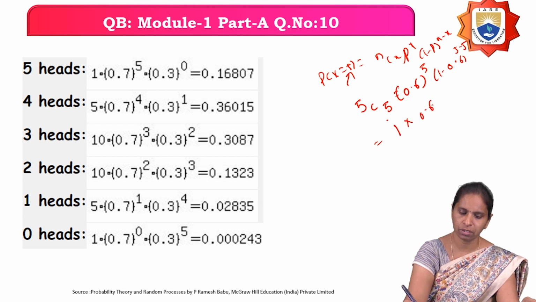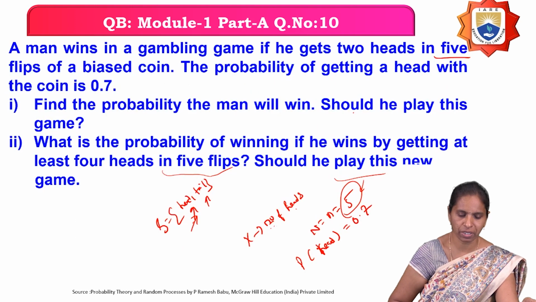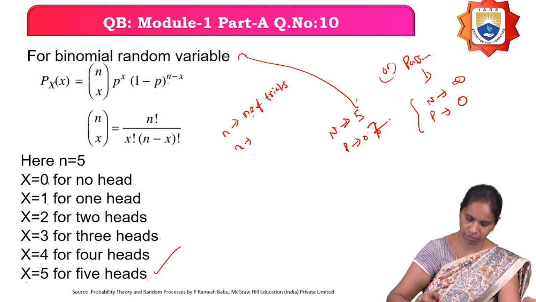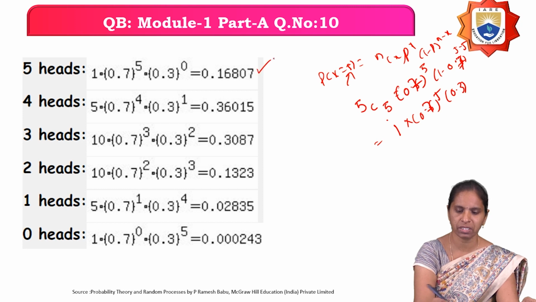1 into 0.6. Here the probability of success again is what? 0.7, not 0.6, again it is 0.7. So here the probability of success is 0.7, so 0.7 power 5, and 1 minus 0.7 is 0.3, so 0.3 power 0. That equals 0.16 for 5 heads.